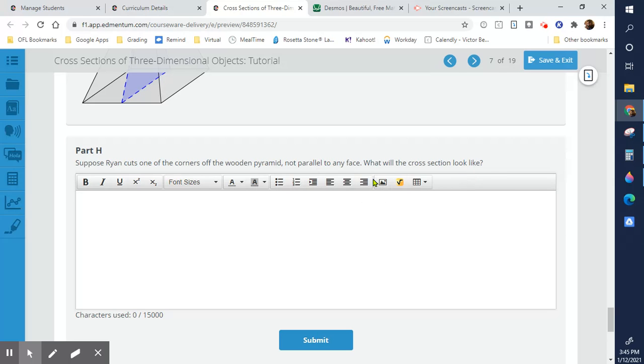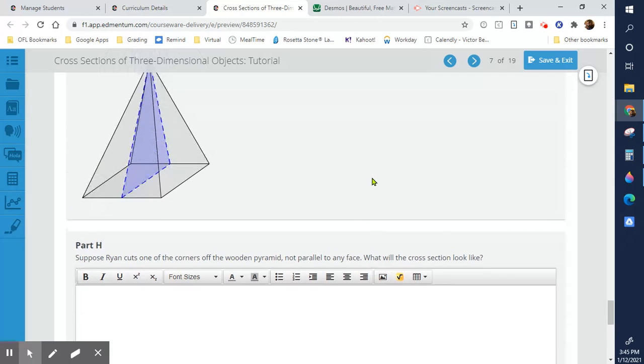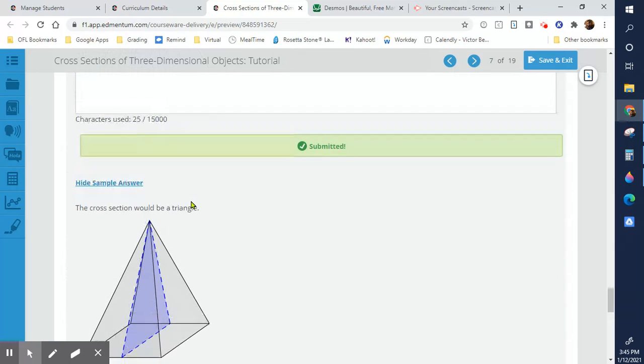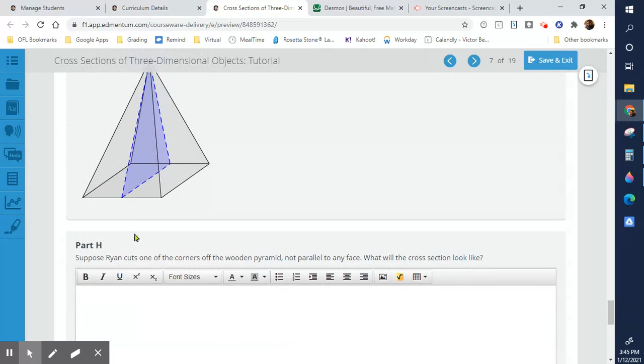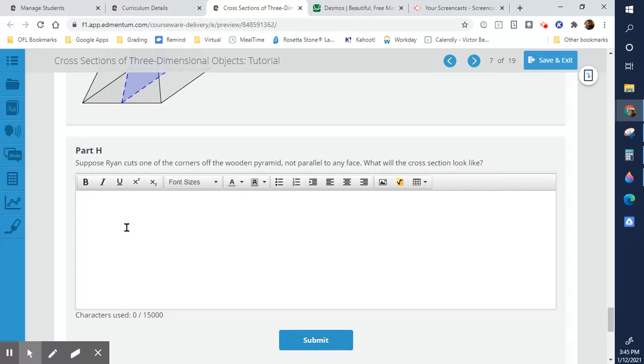So suppose it's that one's also going to be a triangle because it's going to be right here on this corner. That's what I was talking about before. This one was just like, hey, perpendicular. So like this would also be a triangle. Yep, so you can see it right there.